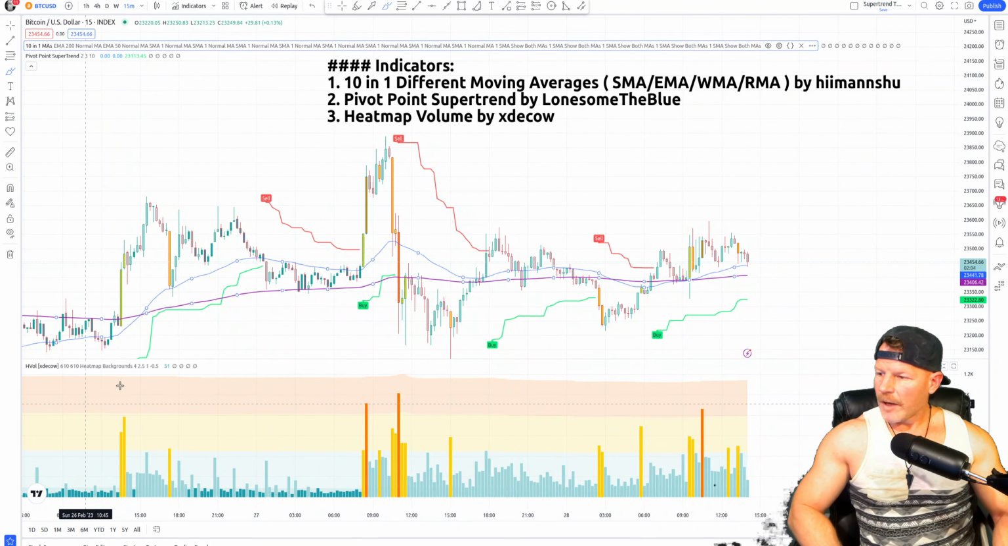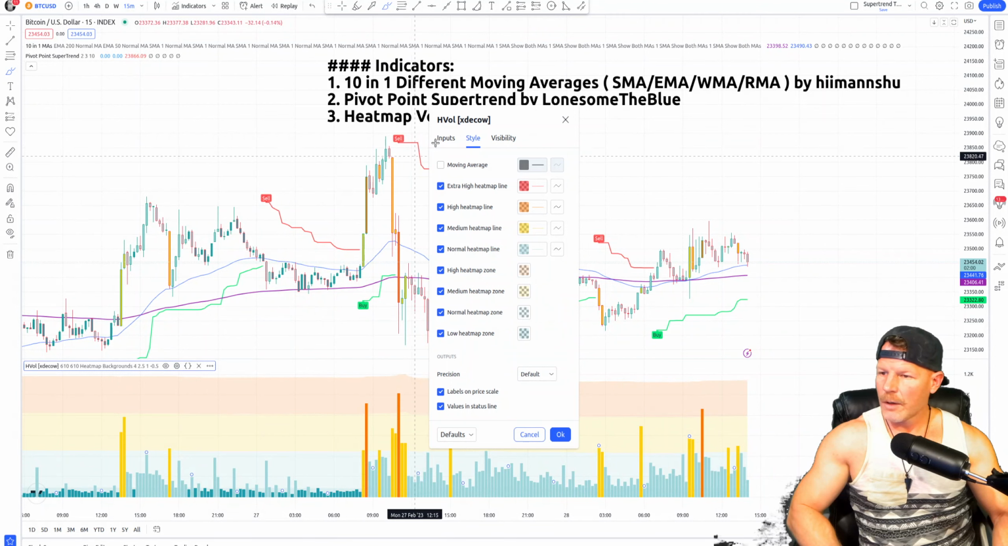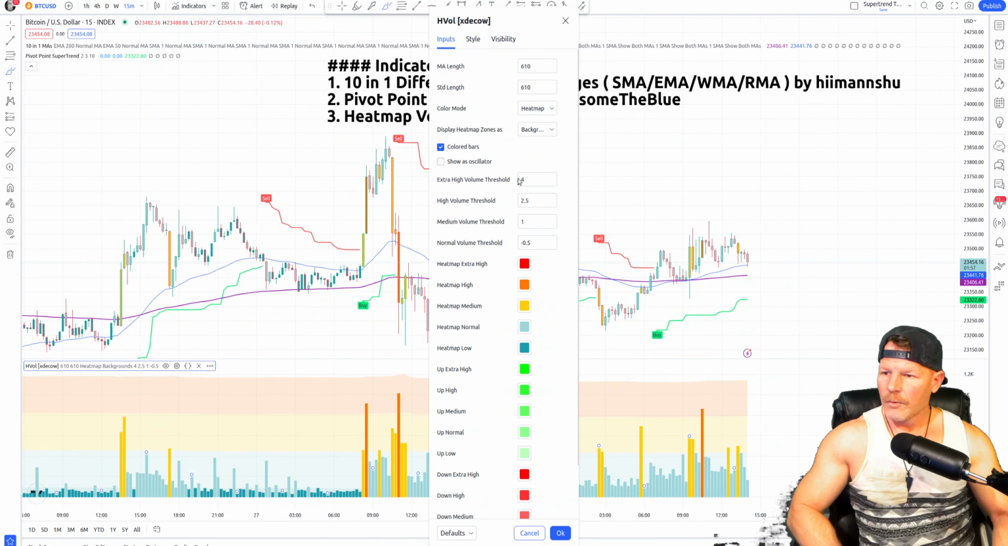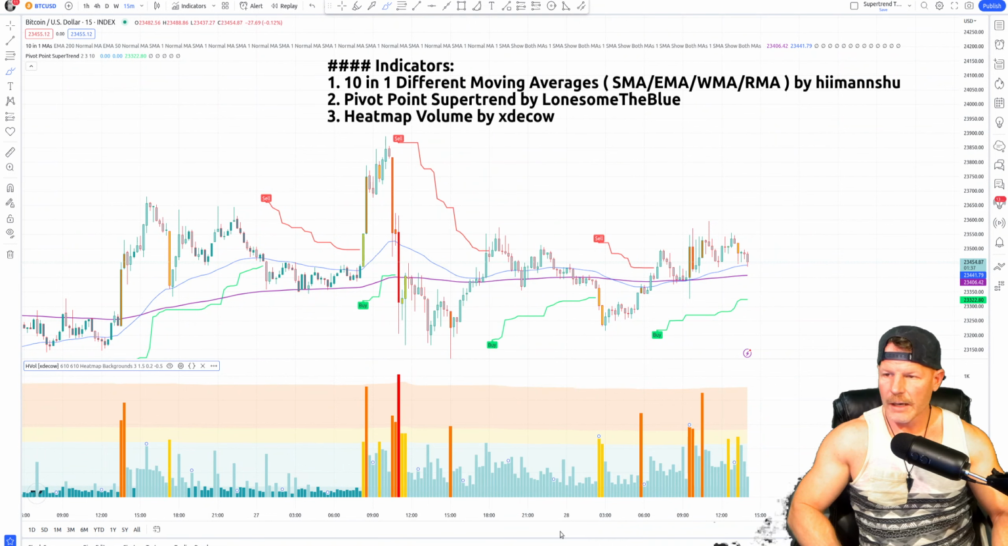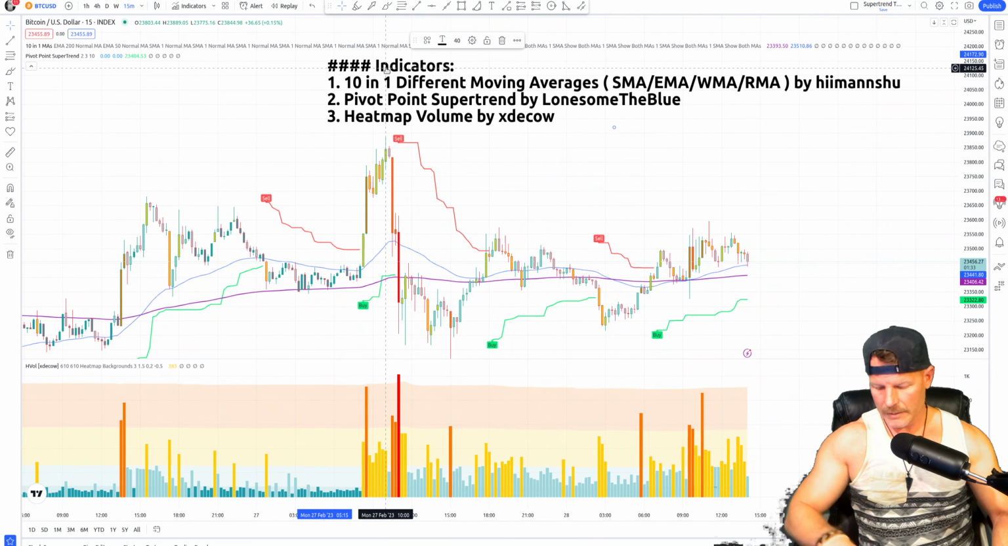On the Heatmap Volume, we are going to change some parameters here as well. We're going to go to the input section. We are going to drop down the extra high volume threshold from 4 to 3. We're going to drop down the high volume threshold from 2.5 to 1.5. And we are going to make the medium volume threshold 0.2. Normal volume threshold will remain -0.5. And then that's okay. All right, now let me go ahead and get rid of these indicators text.